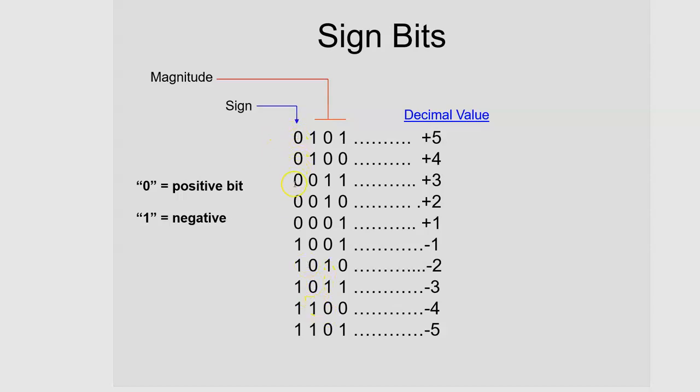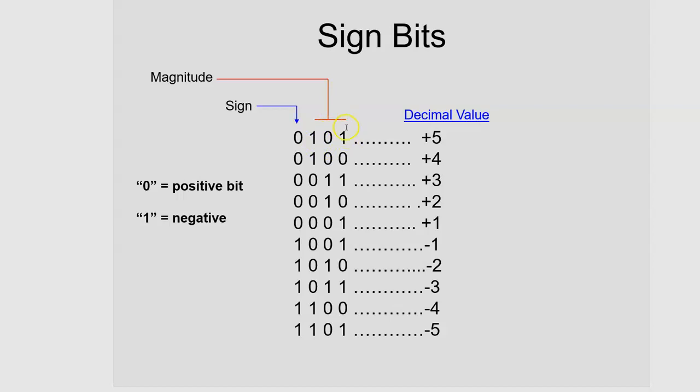The leftmost bit becomes your sign bit. If the number is positive, then that sign bit will be 0. If the number is negative, that sign bit will be a 1. So if you go here and think about your 8421 code, think about that.